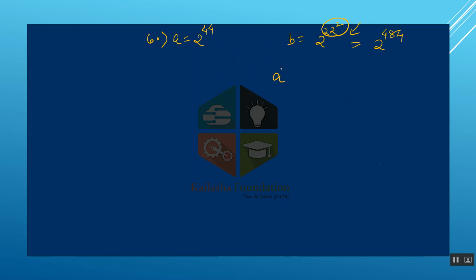So a to the power b to the power c is not equal to a to the power b times c. Okay, this we have to keep in mind. It is very, very important.